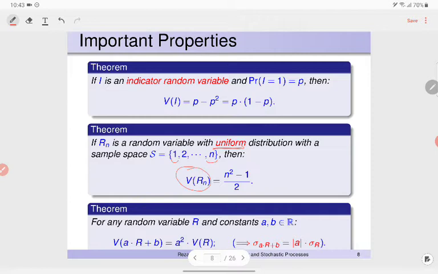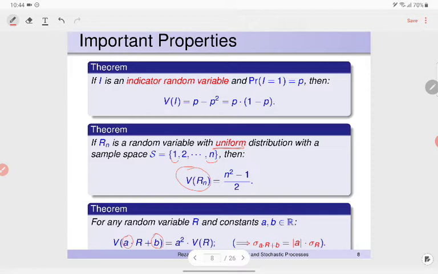And the last one is that for any random variable R and real constants a and b, the variance of aR plus b is equal to a squared multiplied by the variance of R. Notice that b here simply disappears and a becomes a squared, because of course a variance is something squaring the random variable.